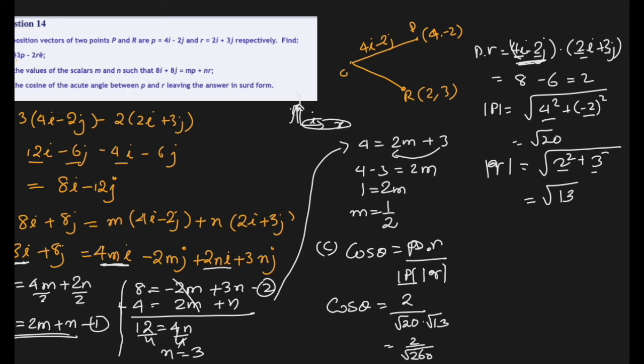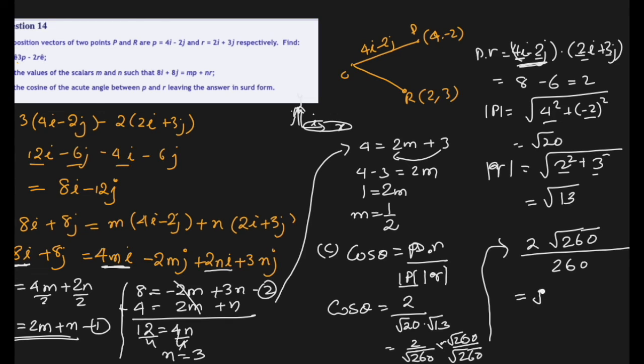What are they saying? Cosine of the acute angle, leaving the answer in surd form. When we want a surd form, it is not okay to leave the denominator as a surd. So we should multiply by square root 260 up and down to rationalize the denominator. So now the denominator becomes 260 and the numerator 2 square root 260. What I get is square root 65 over 65. This is cos theta, cosine of the angle.